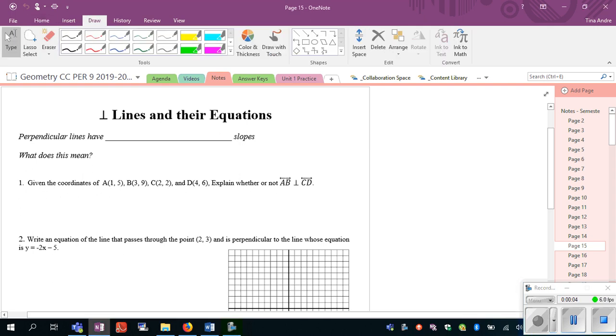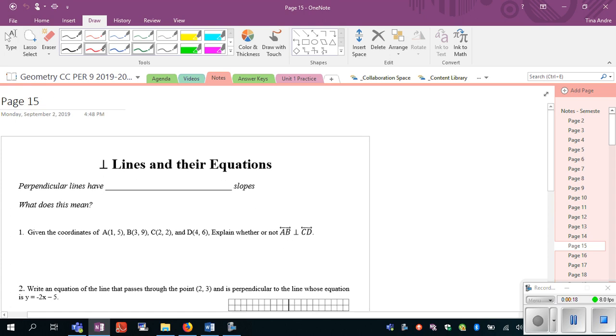In this video, we're going to learn about perpendicular lines and how to write equations of perpendicular lines. So the first thing you need to know is this symbol right here stands for perpendicular. So when we see that symbol, it looks like an upside down T, that stands for the word perpendicular.